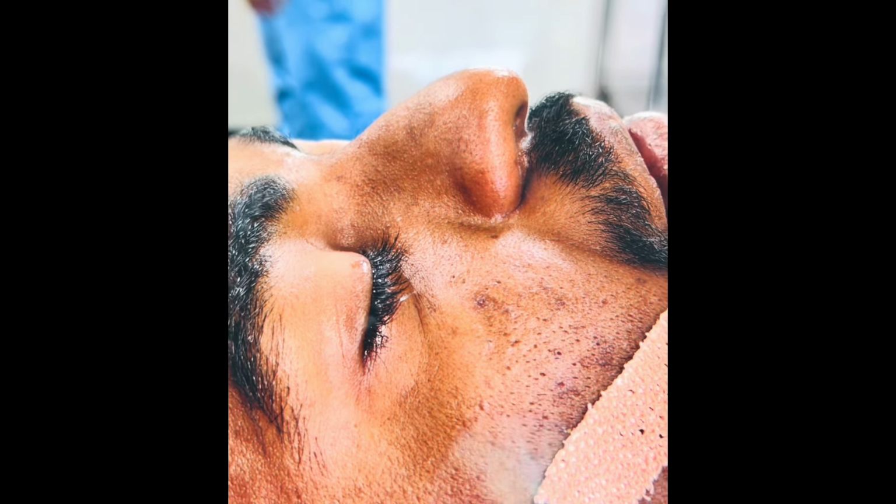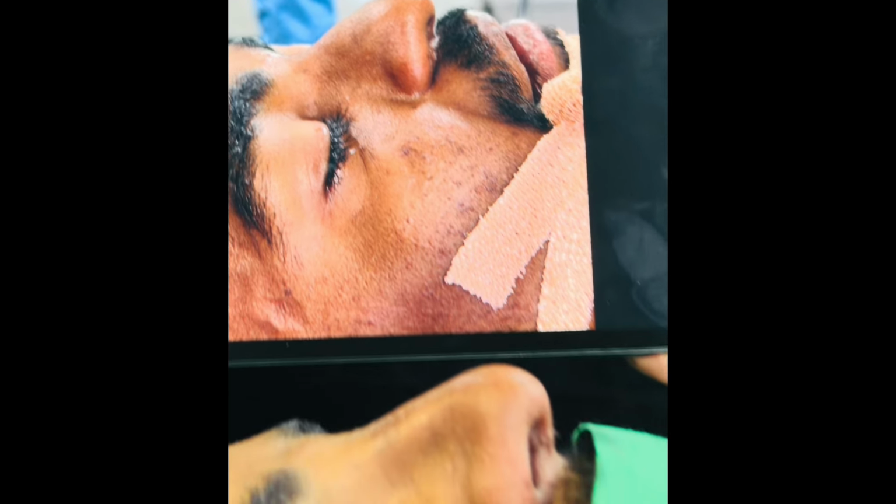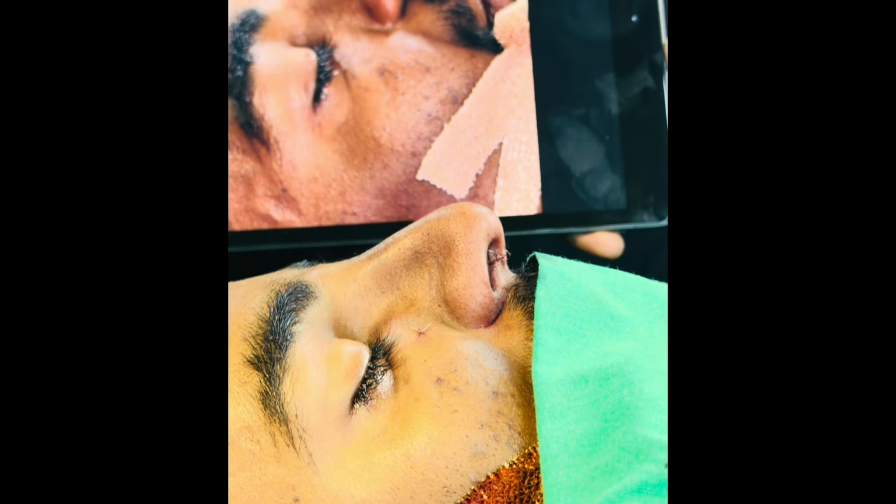So we have used spreader grafts, septal extension graft, tip grafts, and also used some disc cartilages and osteotomies to reduce the width. So this is the side profile. You can see how the tip was droopy before starting, and this is immediately after results.